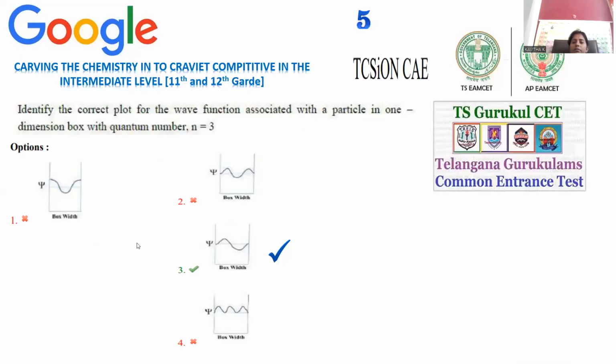Move on to question number 5. In question number 5, we have to identify the correct plot of the wave function associated with the particle in a one-dimensional box at the quantum number n is equal to 3. Here, the condition required is that the particle is lying in a one-dimensional box. In that, the wave function is to be determined, and the quantum number is given as n is equal to 3.